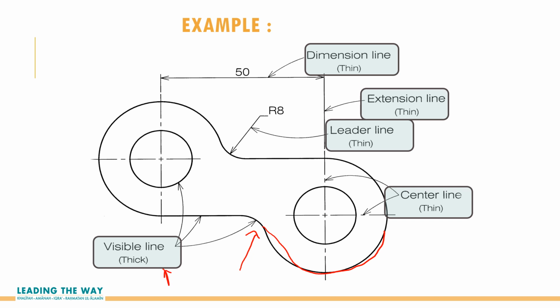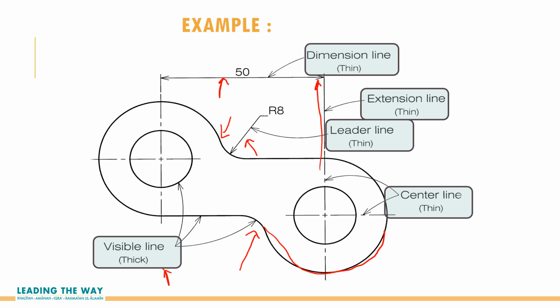Now then we have the dimension line. If you can see, the thickness of the line here is thinner compared to the visible line, right? So this is the continuous thin line. We use it for the dimension line. We use it for the extension line, to extend and show the dimension. And we also use it as the leader line. That's why it is thinner compared to the visible line, so that it will not create confusion to the part that we want to show.